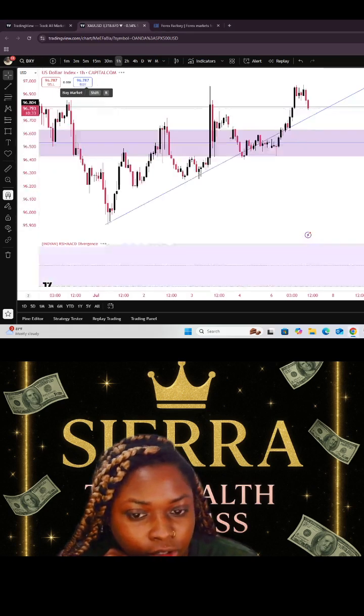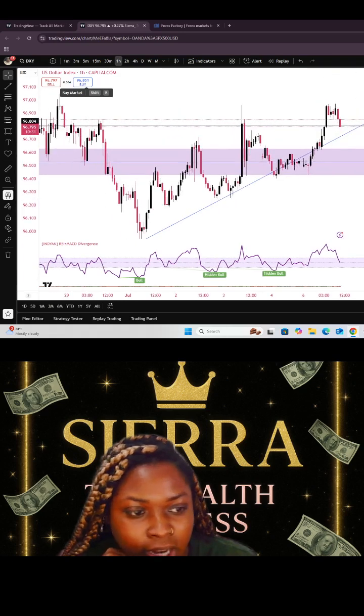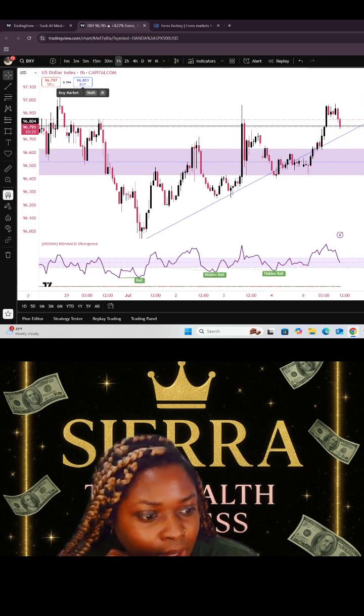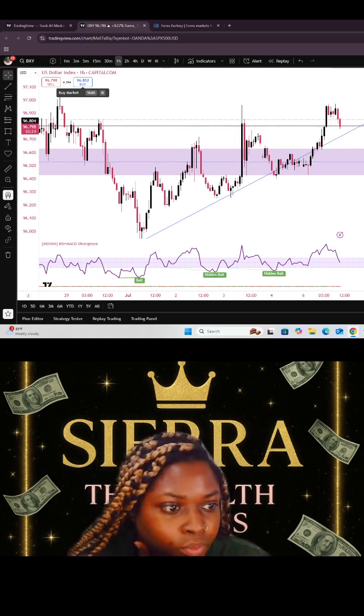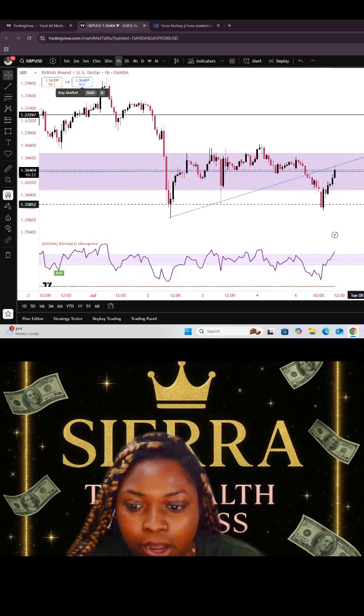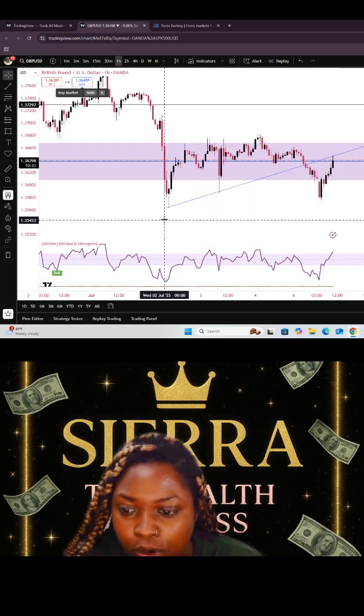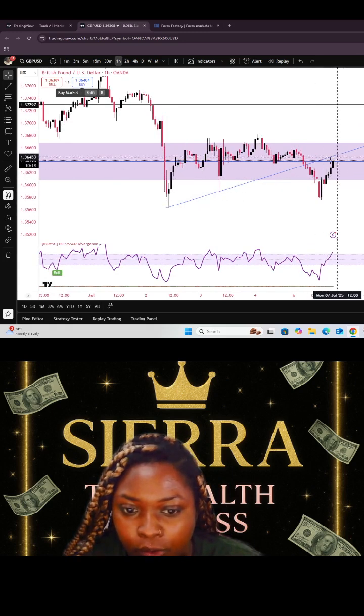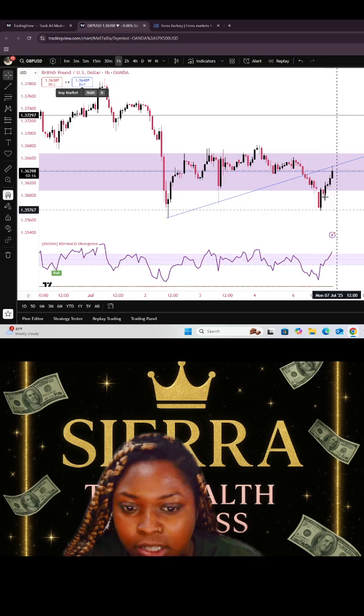Let's see what the dollar's doing. The dollar's giving us some type of pullback. Let's see. I'm looking for buys on GU. Okay, GU price has broken and retested this trend line. I needed it to get back on top of this trend line.